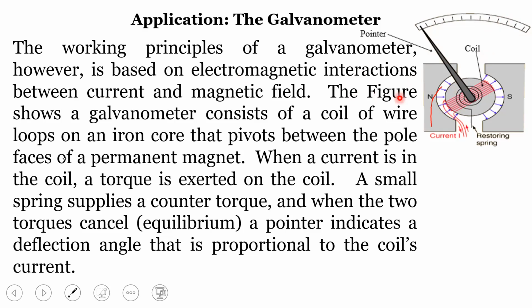So let's just read through. The figure shows a galvanometer consisting of a coil of wire loops in an iron core that pivots between the pole faces of the permanent magnets. When the current is in the coil, a torque is exerted on the coil. A small spring supplies a counter torque, and when the two torques cancel, the pointer indicates a deflection angle that is proportional to the coil's current. So I think that's straightforward.